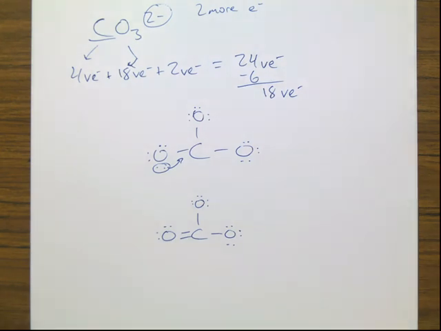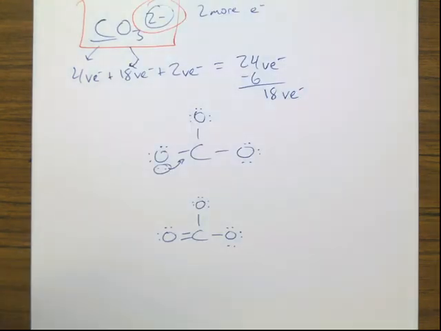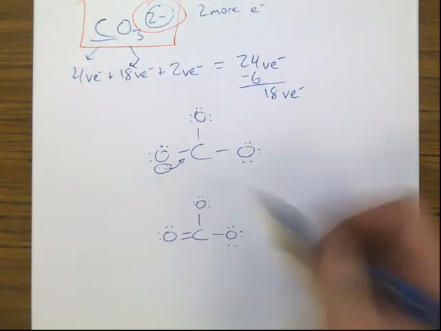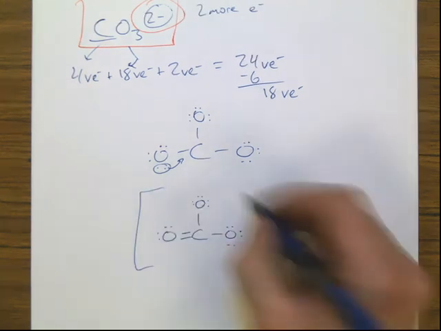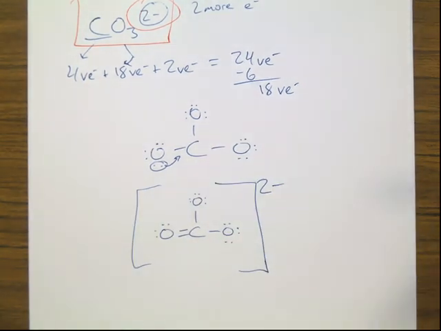Now there's something we have to do. Remember in the beginning I said this is a polyatomic ion and it has this -2 charge right there? Well, we still have to show that this whole polyatomic ion has a -2 charge. We put brackets around it, then we put a 2- showing all of that has a -2 charge because we added 2 more electrons to it. All right, that's the gist of it.